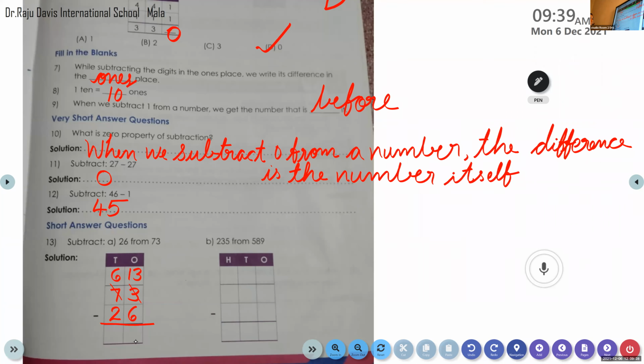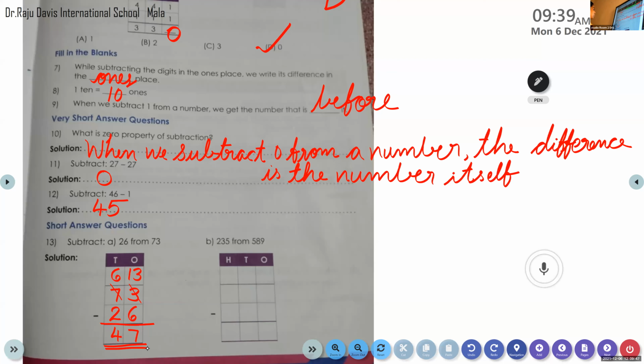Then what about the tens? 6 minus 2 is 4. Okay, so the answer is 47. Then like that you can do question number B also. That is a 3-digit number.